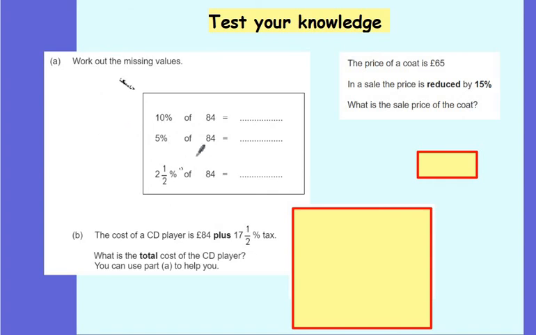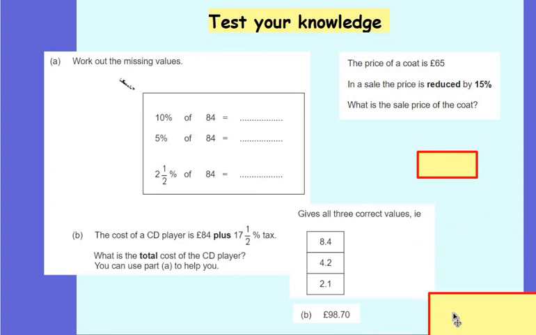And for the last part of the lesson, test your knowledge. Can you have a go at these questions for me? Pause the video and answer the questions in your light blue book. Okay, the answers I was looking for were 8.4, 4.2, 2.1, £98.70, and the sale price of the coat was 55.25.